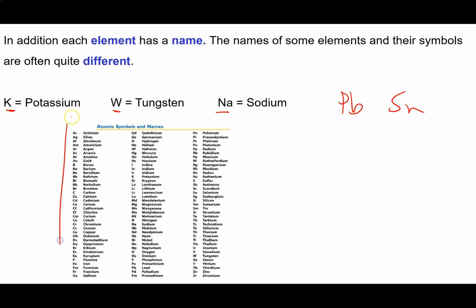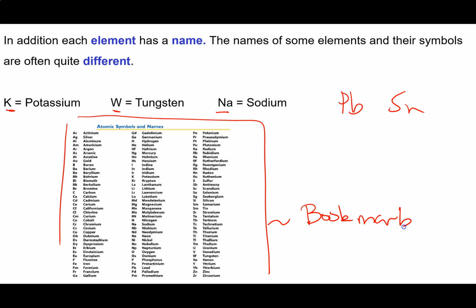You probably want to look up and bookmark a list of atomic symbols and names in alphabetical order. That can be really, really useful. So find a picture that looks like this, that has all 118 elements there with the symbols and the names next to one another, and then bookmark that.